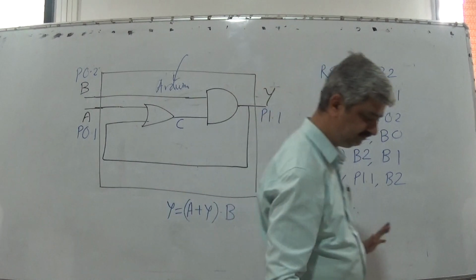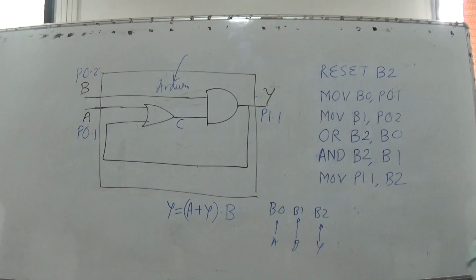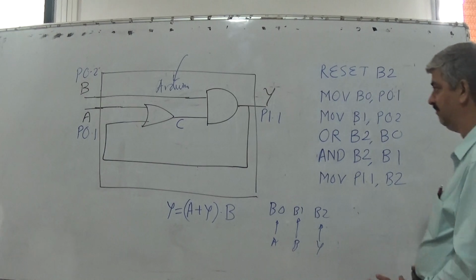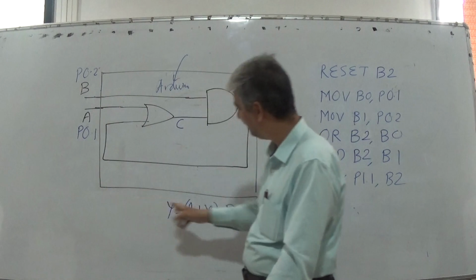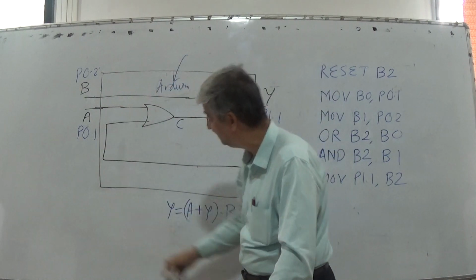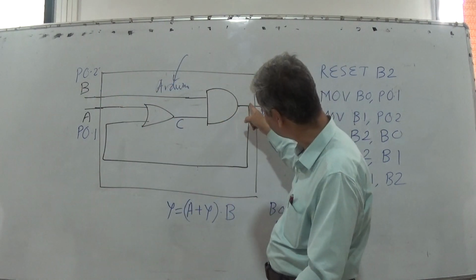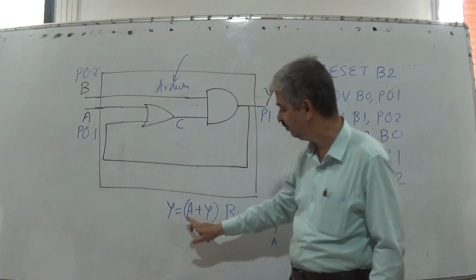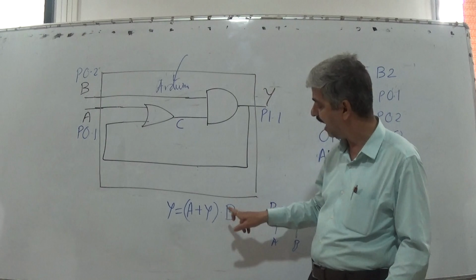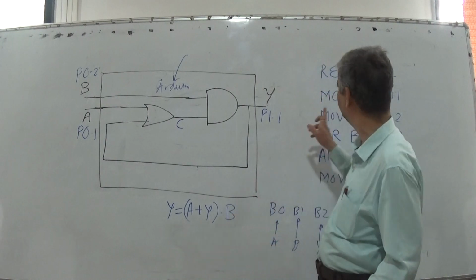Is it clear? So this is a simple microcontroller program in which this simple digital circuit, which is a sequential circuit because I am using the output feeding it back, Y is equal to A plus Y ANDed with B, is implemented.